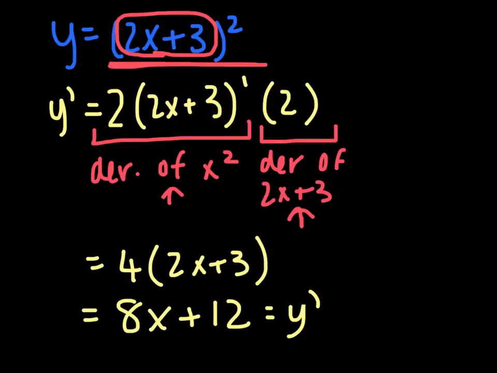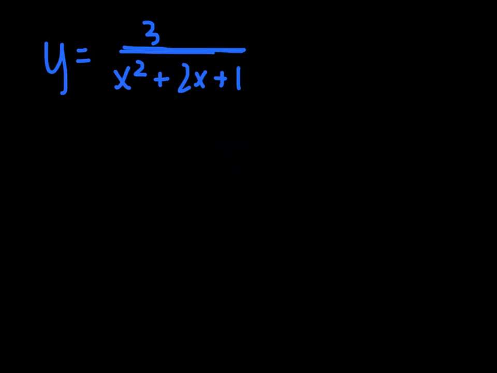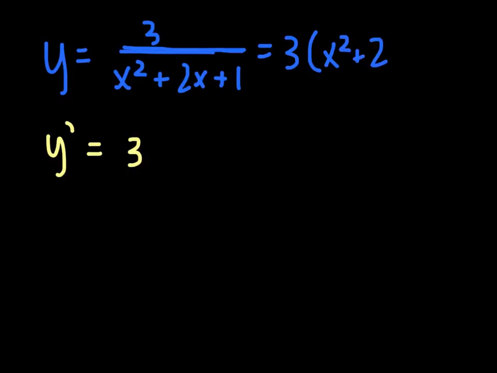So hopefully this kind of makes sense. I'm going to keep going, for example, and hopefully by the end of this you'll get the hang of things. So if y equals 3 over (x squared plus 2x plus 1), then y prime equals 3, okay, first I'm going to write this as not a fraction. So 3 times (x squared plus 2x plus 1) to the negative 1. That'll make it easier. So first I'm going to write the derivative of the whole thing.